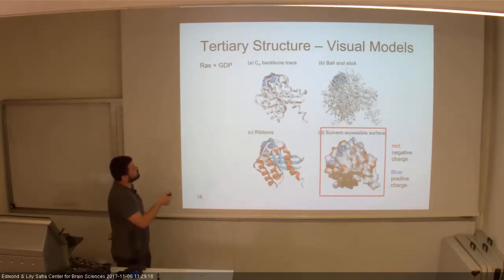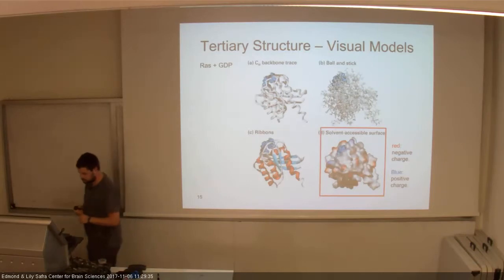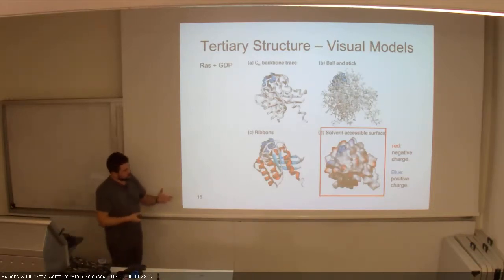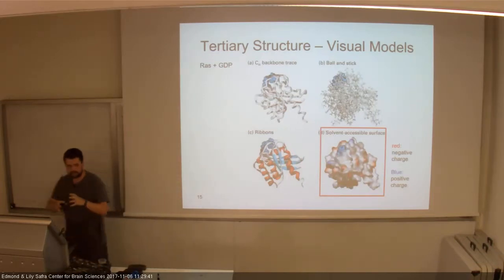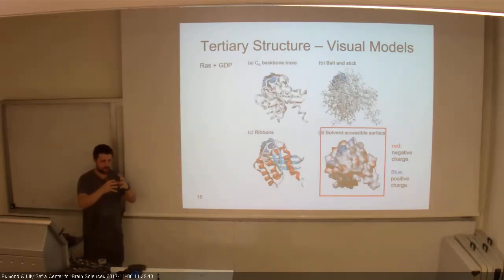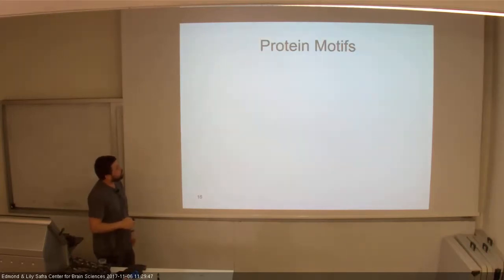This is a RAS plus GDP, a molecule that's bound to it, which is presented in all these different conformations. But it's exactly the same. Here sometimes you see red and blue, which depicts areas that are negatively charged and positively charged. But in general, I would say that this is how the protein looks. And again, it's not rigid; it's moving all the time, expanding and contracting all the time.